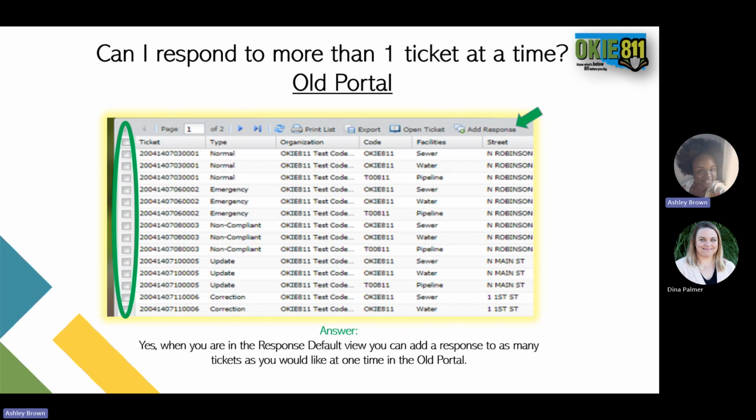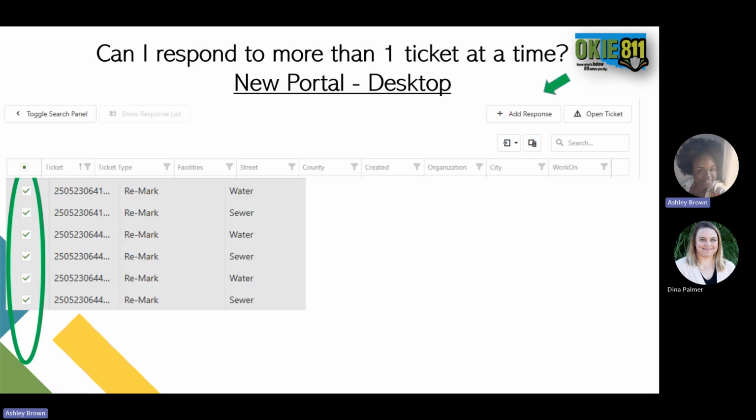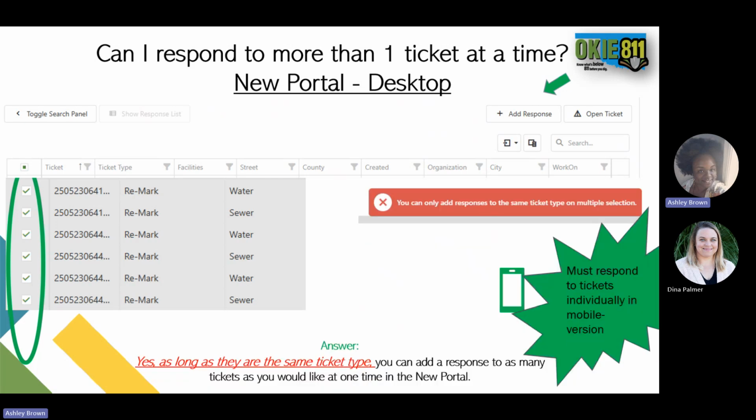This is where you have the greater flexibility, in the old portal, because in the new portal, you can take the same steps to add a response to multiple tickets and facility types, but they must be the same ticket type. If you try to respond to multiple tickets in the new portal and those tickets have different ticket types, you're going to receive an error code. And if you're responding to a ticket on your phone, you'll notice that in the mobile version, you can only respond to tickets one at a time.